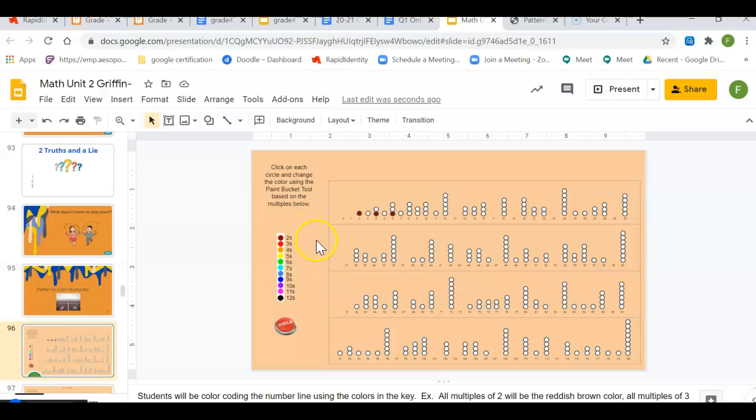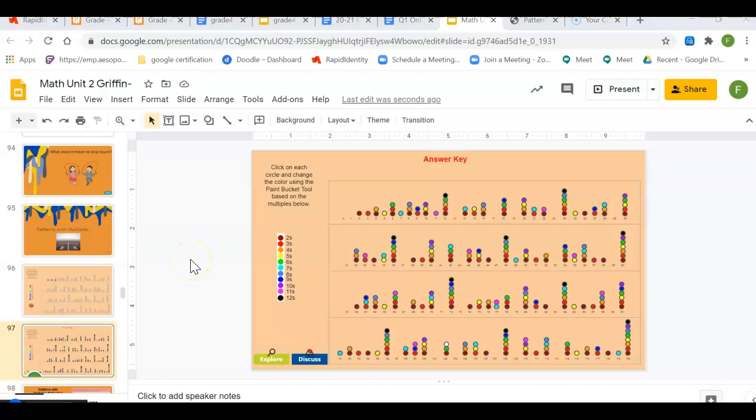So if you need help with the instructions on how to do this, all you need to do is click on the help button right here. And there's video instruction about how to complete it if you need another reminder. So our next slide is actually an answer key. So after you've worked on the previous slide, you go to the next slide, there is an answer key for filling in the multiples of each number so that you can check your work.